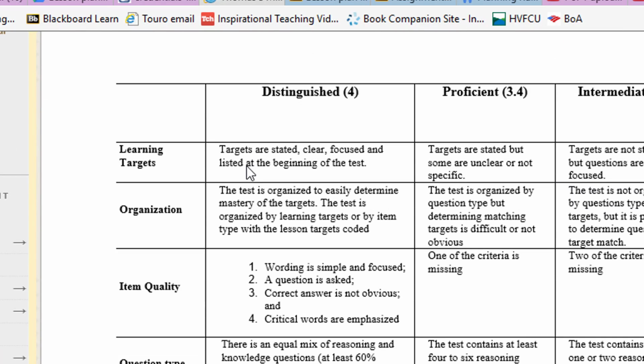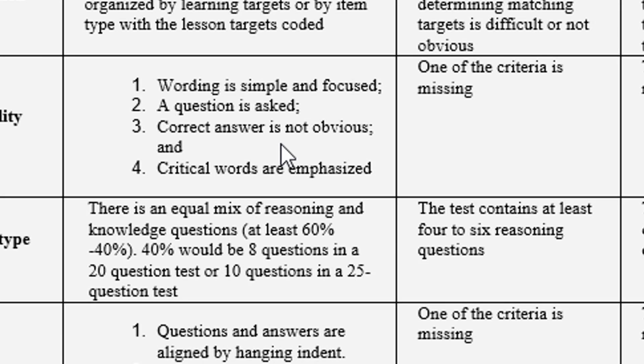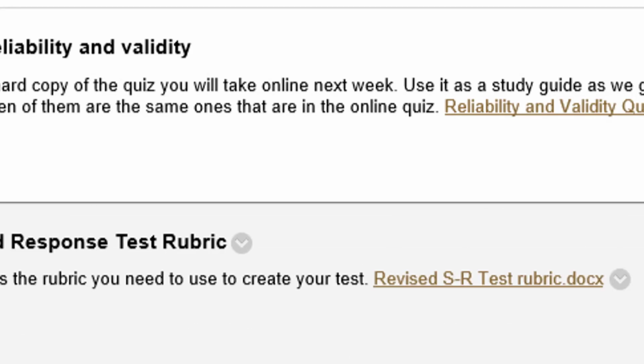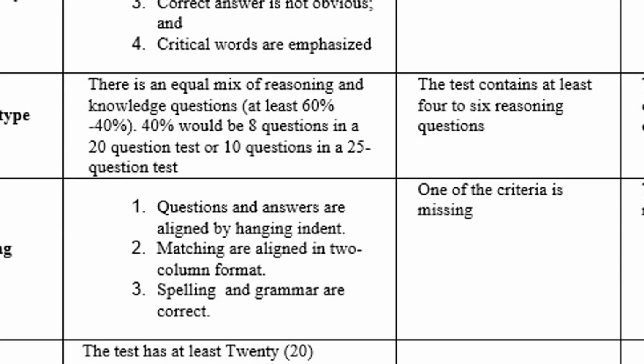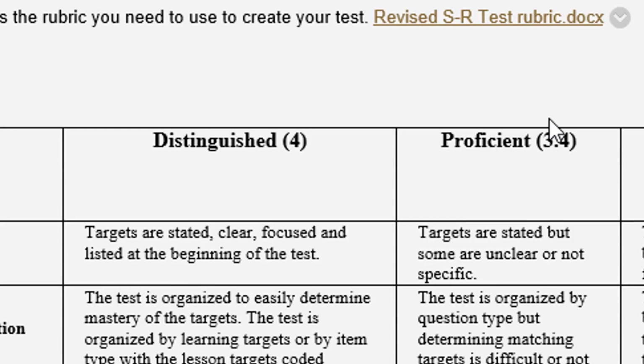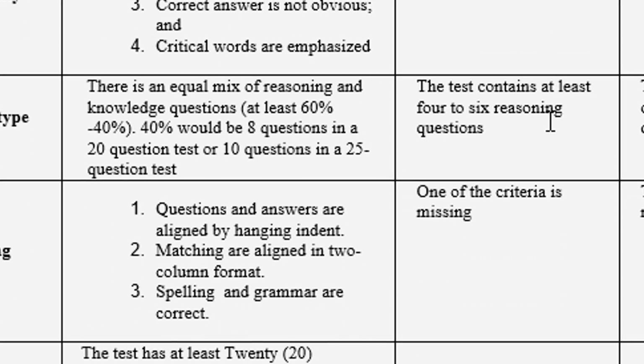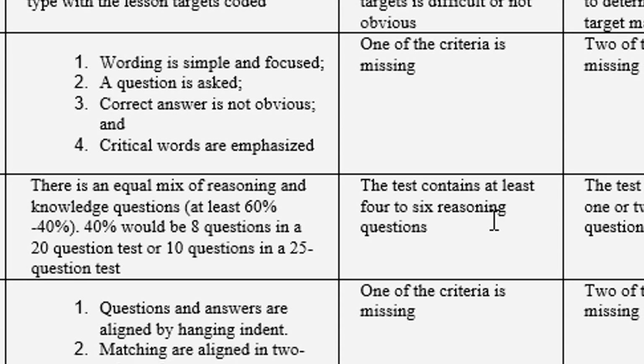This is the selected response test rubric, and I want to focus your attention on question type. There is an equal mix of reasoning and knowledge questions, at least 60-40. 40% would be 8 questions in a 20-question quiz, or 10 questions in a 25-question quiz. So I'm not looking for a lot of them, and that's just for advanced, distinguished. There's only 4 levels. At the proficient level, the test contains at least 4 to 6 reasoning questions. So if you can create 4 reasoning questions, I would be a happy man. So keep that in mind.